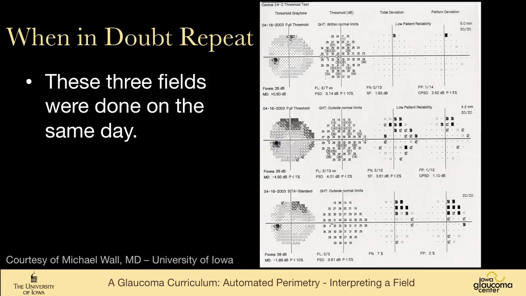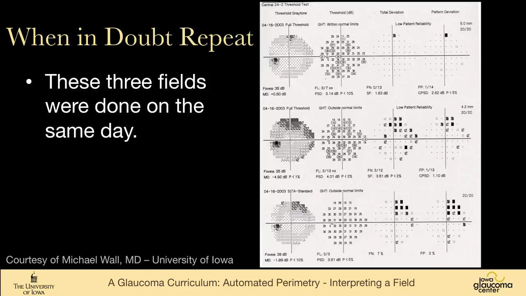When in doubt, repeat. So there are 3 things you can do if the field is worse. You can react to it, which you would do if everything, the optic nerve and the intraocular pressure and the visual field, all pointed to worsening. Then you should react. You could ignore it, but if you're going to ignore a change in the visual field, it makes you wonder why you did the visual field in the first place. Or you can repeat the field.